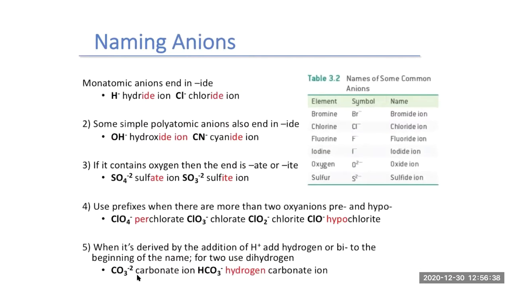Now that we know how to name the cations, let's look at naming anions. Naming anions gets a little more complicated because there are a lot of different types of anions. For example, if we have a monoatomic anion, so just an element, the ending gets changed to IDE. So chlorine becomes chloride, oxygen becomes oxide, sulfur becomes sulfide, and nitrogen becomes nitride. I think that's kind of a more unique one. Nitrogen, N3-, becomes nitride.